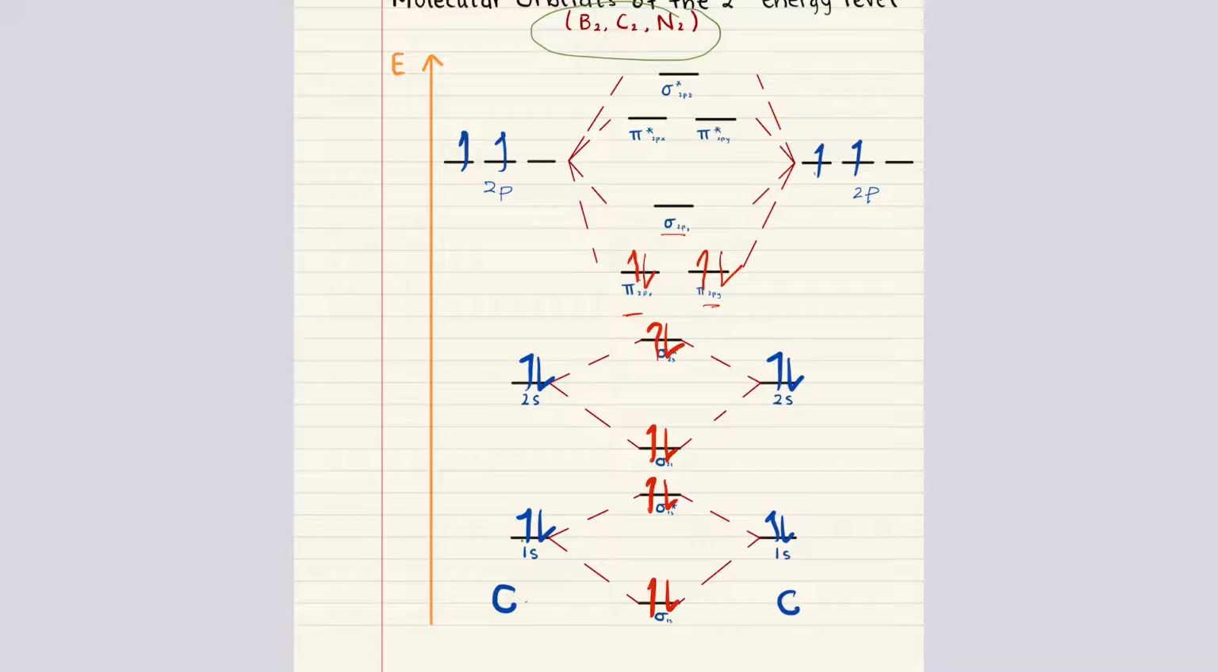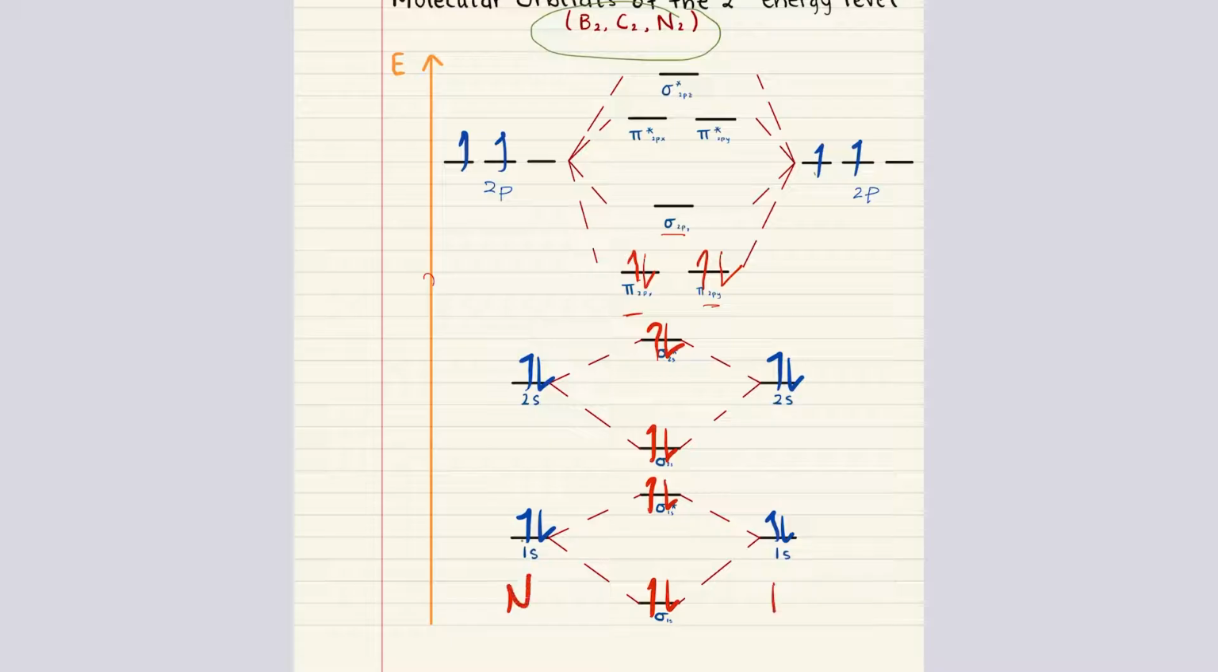Now let's calculate the bond order. In dicarbon, we're going to have a total of 6 bonding electrons and 2 anti-bonding electrons. So our bond order is 6 minus 2 divided by 2, and that is equal to 2. This means that dicarbon has a double bond, which actually aligns with what we see in the Lewis structure. Now we can move into dinitrogen.